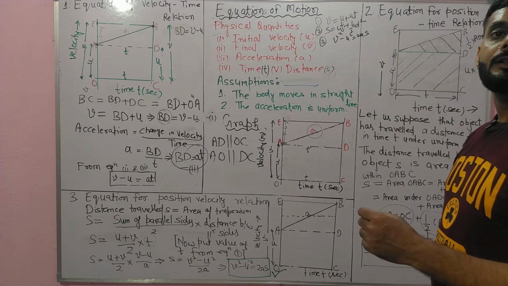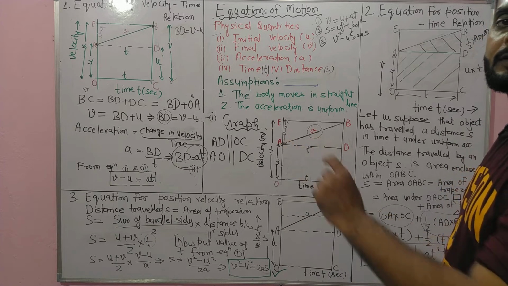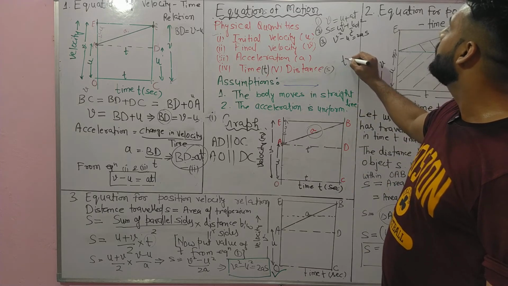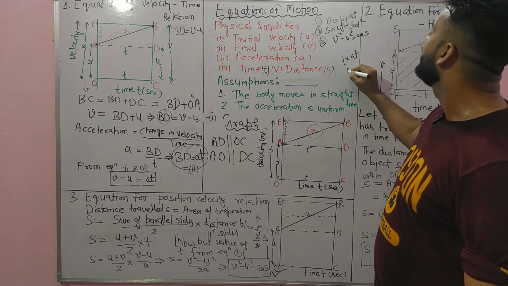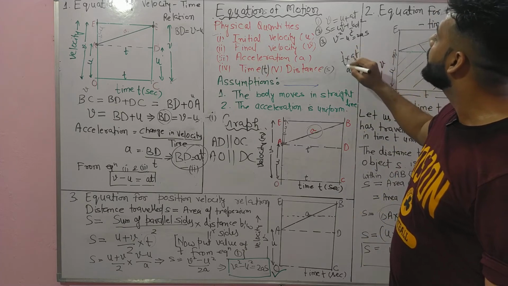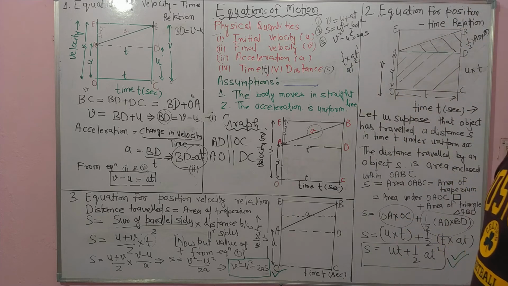Now we can use BD from the first equation of motion. BD is equal to at. Now this is a simple calculation. S is equal to UT plus half T into at. T into at will be a T square, because T has one power, and when we multiply, the power will be 2.